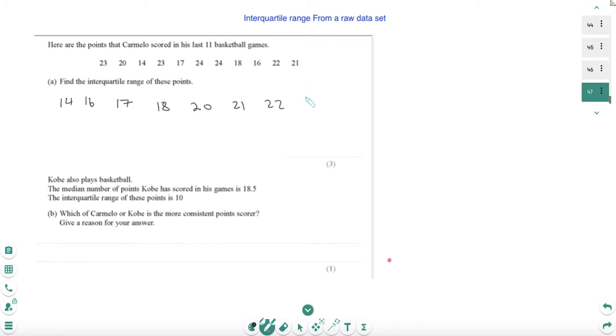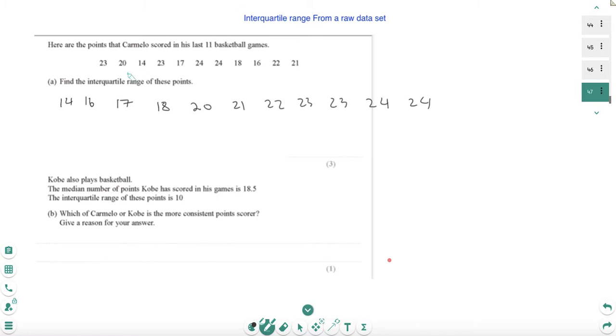21, 22, 23, 23, 24, 24. Make sure I haven't forgotten anything. 11 basketball games, so there should be 11 numbers. 1, 2, 3, 4, 5, 6, 7, 8, 9, 10, 11.